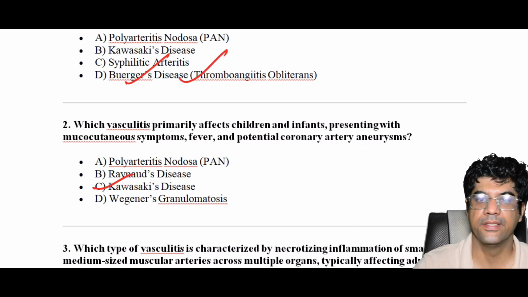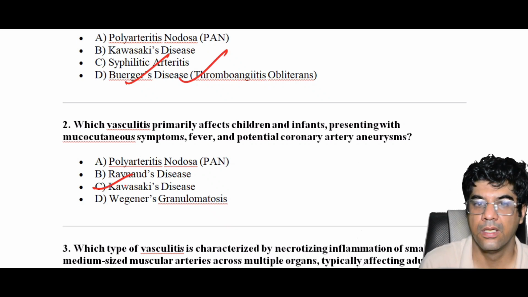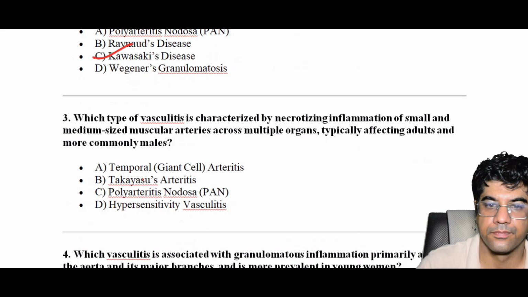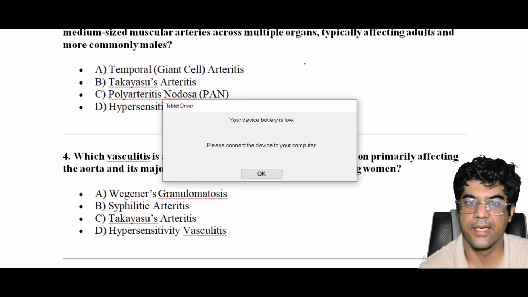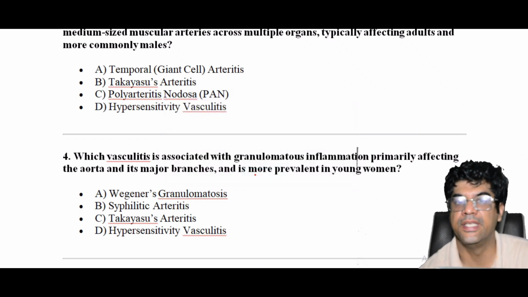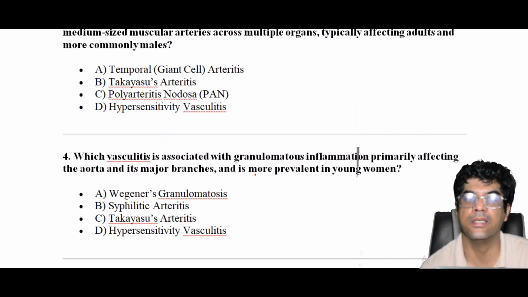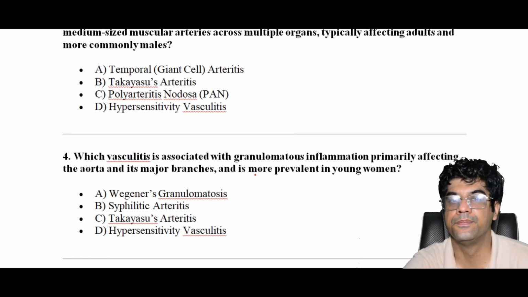Next question, which type of vasculitis is characterized by necrotizing inflammation of small and medium sized muscular arteries across multiple organs, typically affecting adults and more commonly seen in males? The answer is polyarteritis nodosa. So remember that polyarteritis nodosa is a necrotizing vasculitis that targets the small and medium sized muscular arteries, and it is more commonly seen in adult males with organ specific manifestations like renal involvement and peripheral neuritis.